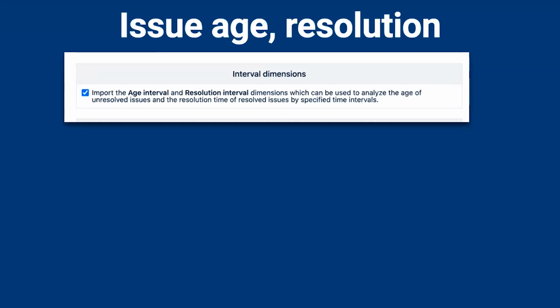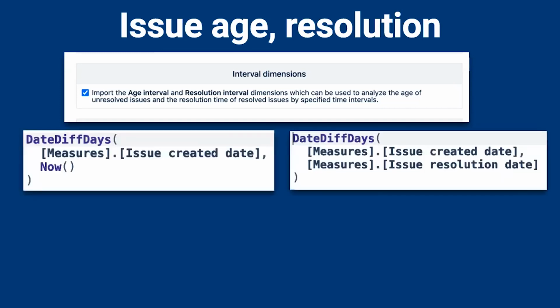There are two interval dimensions which you can create in eazyBI by selecting the data import option. It may be by default already selected, but if you do that, then two additional dimensions are created. First is the issue age interval or issue resolution interval. So here are a bit more details behind that.